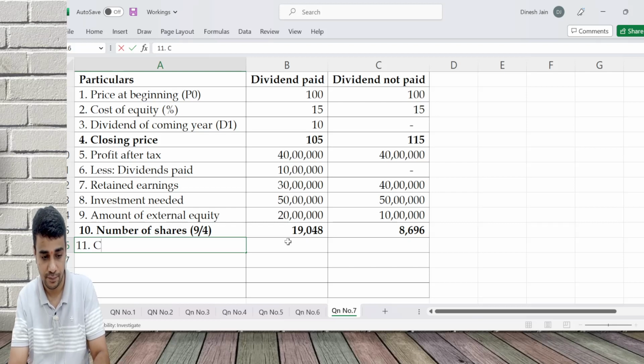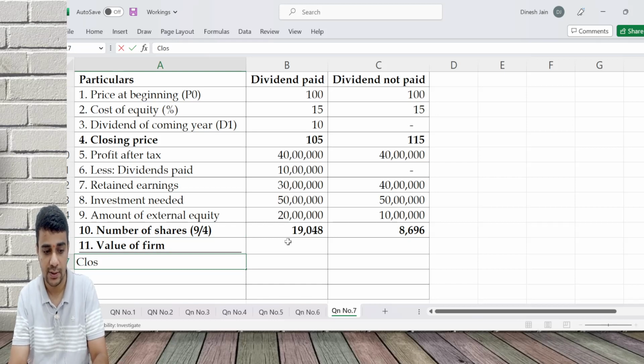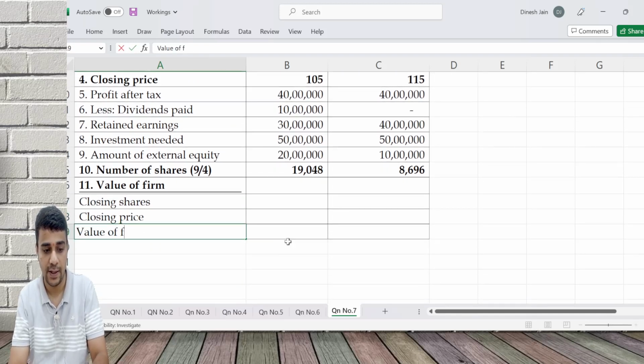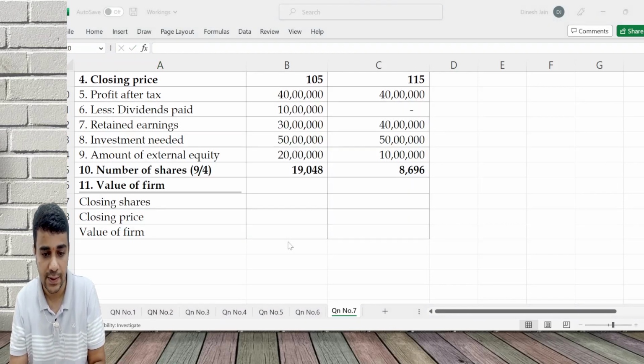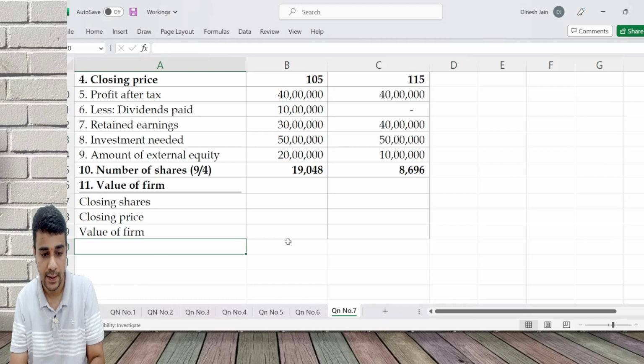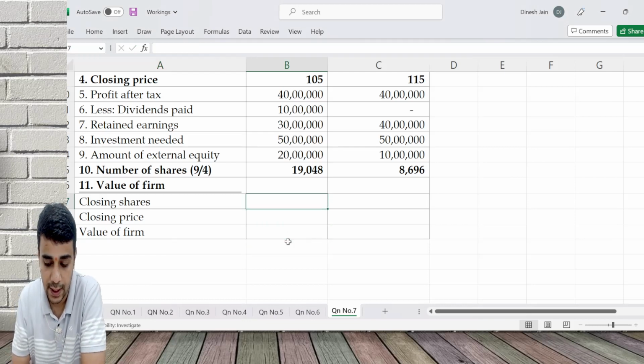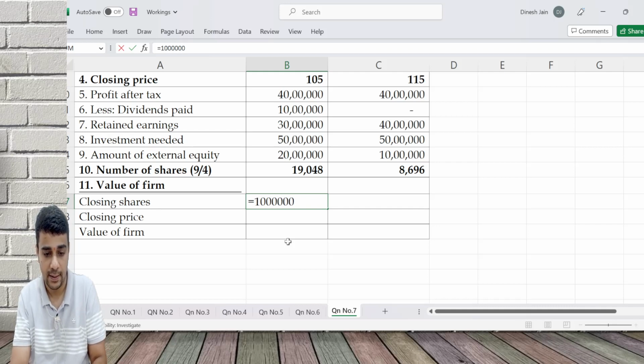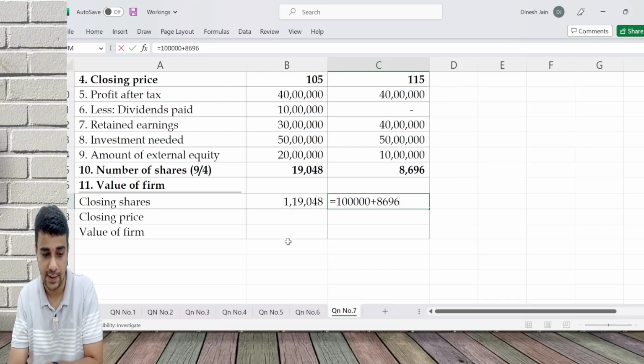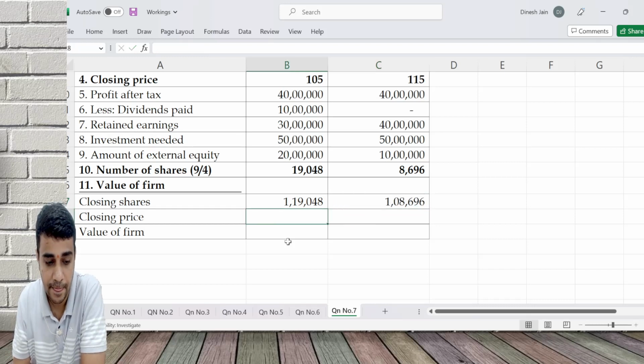Value of firm, last part, which is closing shares into closing price. Closing shares into closing prices is the value of firm. Closing shares, 1 lakh plus 19048, and 1 lakh plus 8696, into closing price.